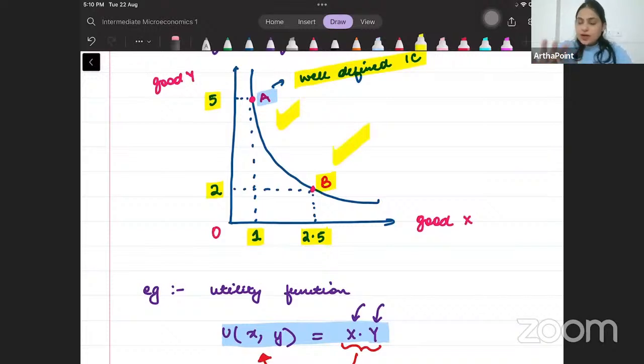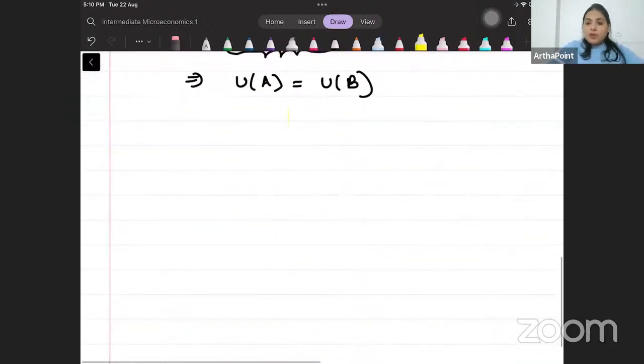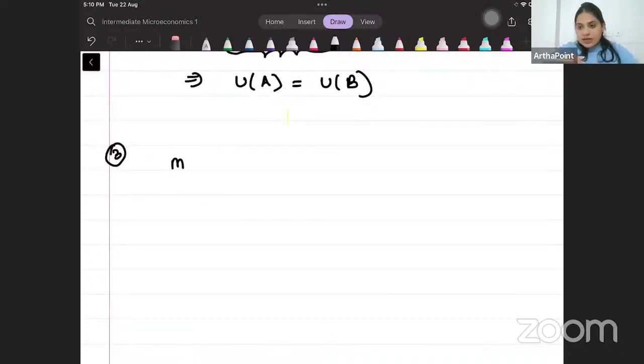ठीक है जी, ये clear हो गया indifference curve क्या होता है. Now, I will continue with one of the properties, and that is known as beta. So this is property number 3. First was completeness. We did it in the last class. Second was transitivity. We did it in the last class. Now today, I want to do monotonicity. So let us try to understand what is monotonicity.